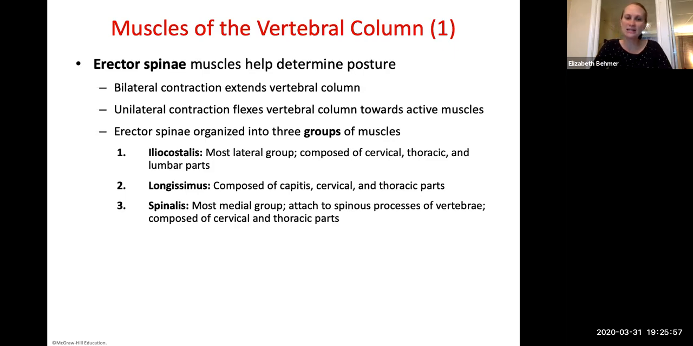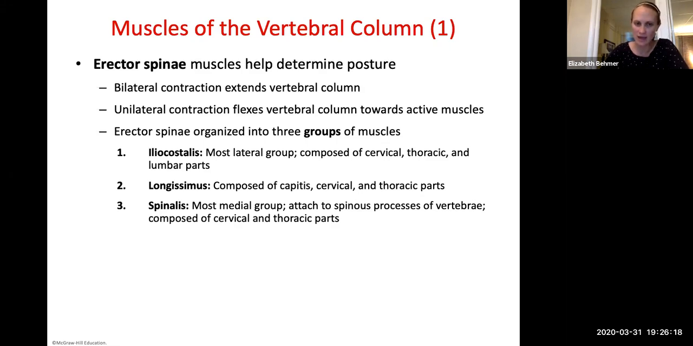They're organized into 3 groups of muscles: the iliocostalis, the longissimus, and the spinalis. So these are 3 groups of muscles. They're on either side of your vertebrae. So you have these 3 groups traveling alongside your vertebrae that help you stand and sit up straight.